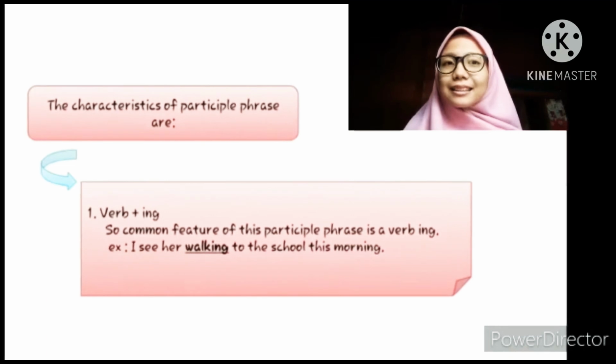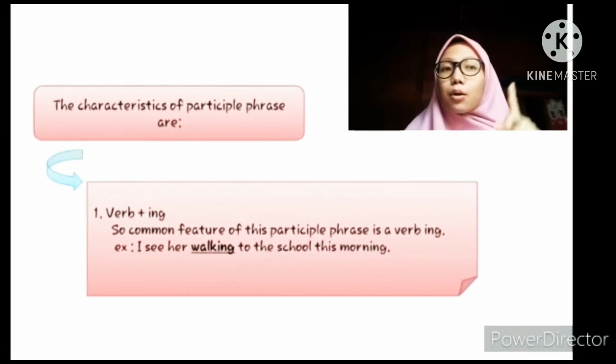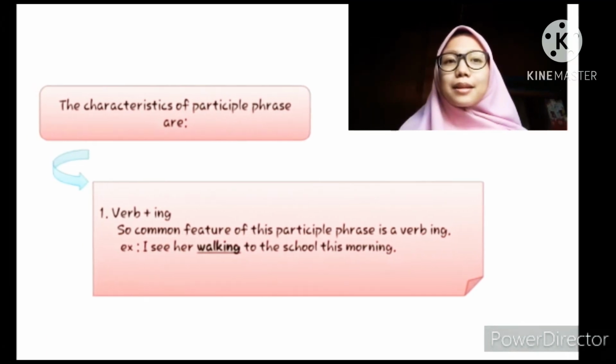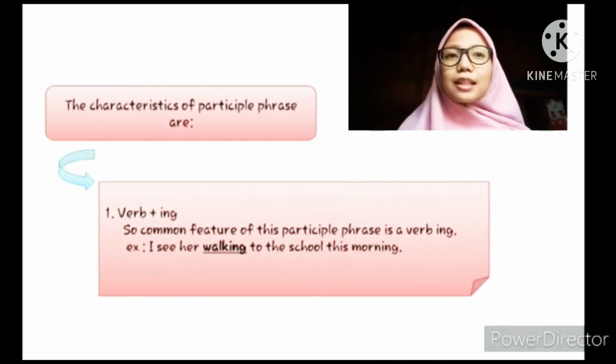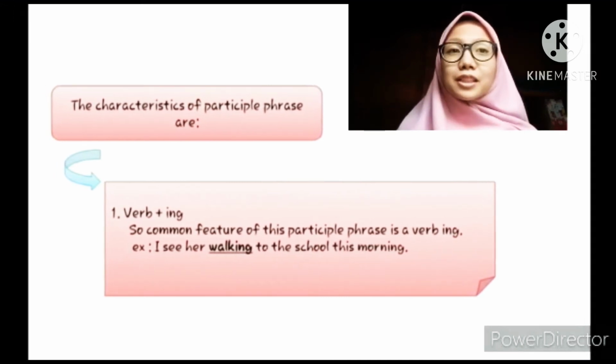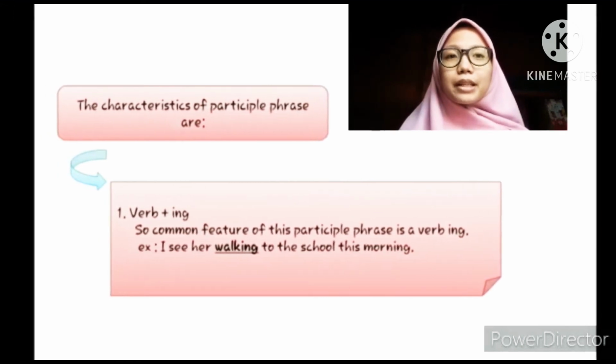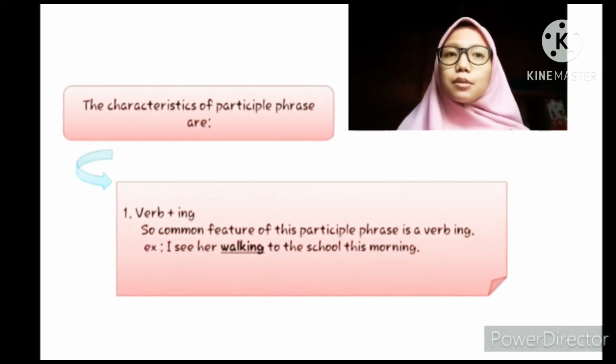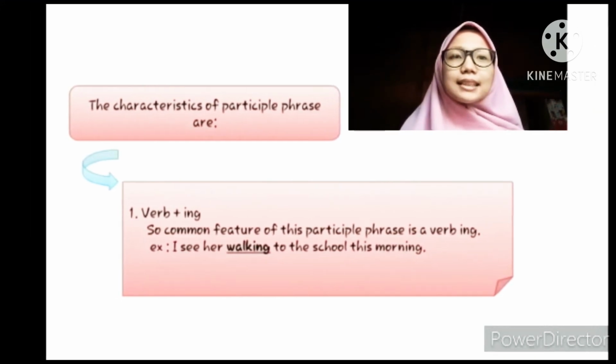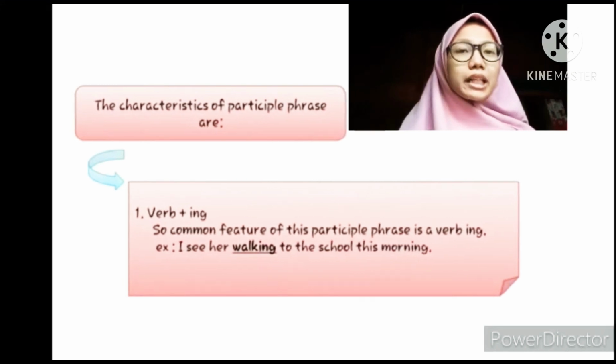The characteristics of the participle phrase are: number 1, verb plus -ing. A common feature of this participle phrase is a verb plus -ing. For example, walk becomes walking. I see her walking to the school this morning.